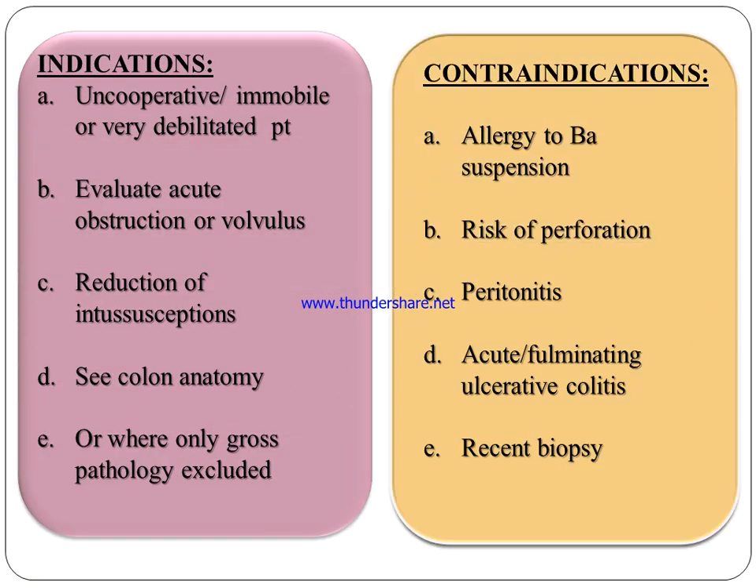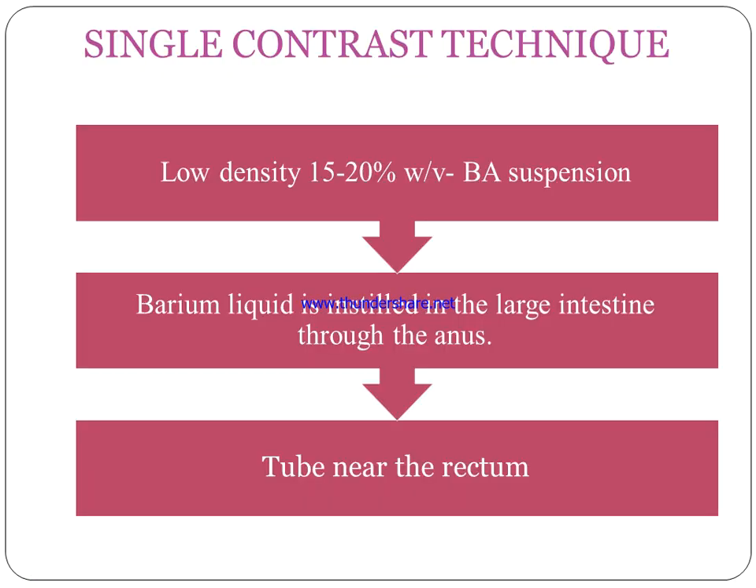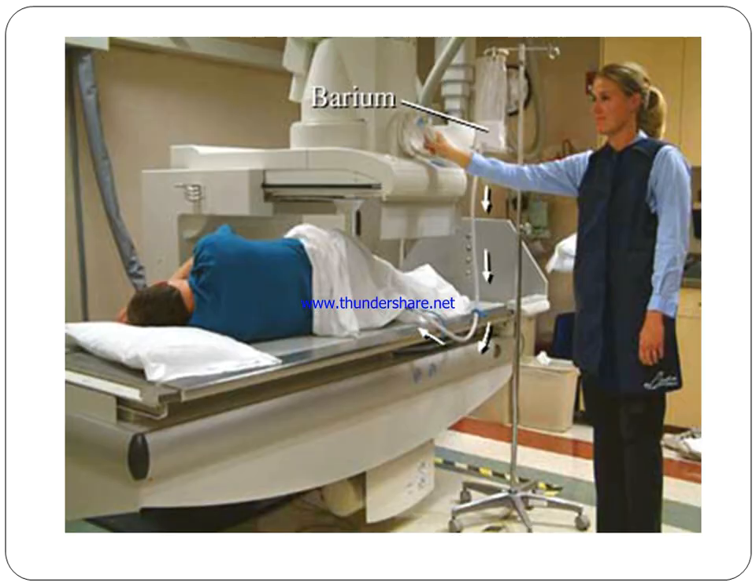We also discussed indications and contraindications. Then there is the single contrast technique, where we use a low density 20% weight by volume barium suspension. Then the barium liquid is instilled into the large intestine through the anus, with the tube near the rectum. This is the procedure, this is the technique.